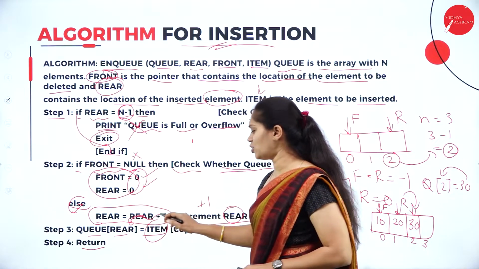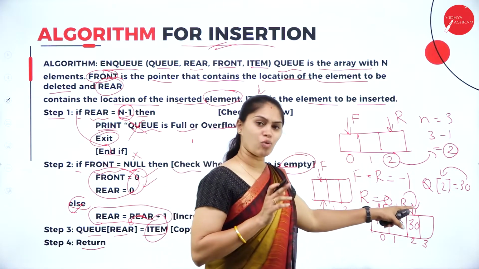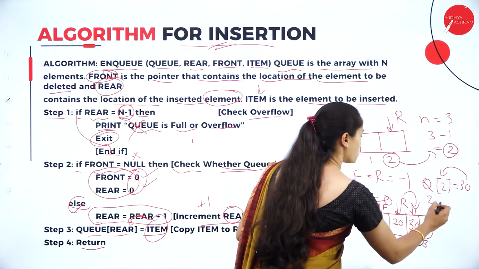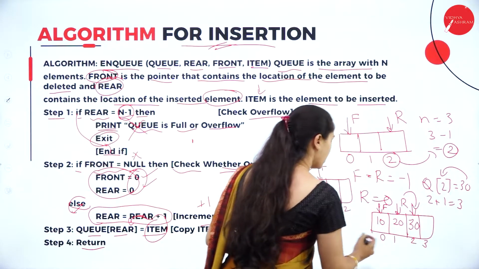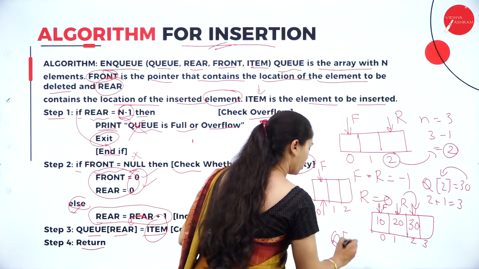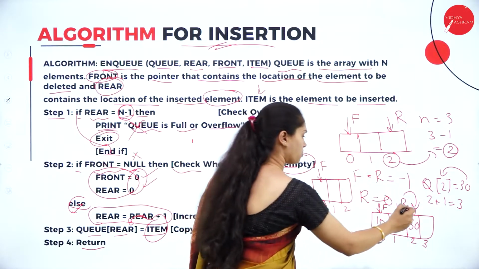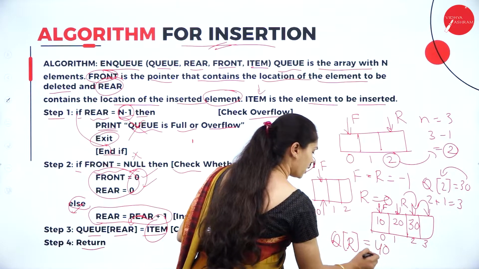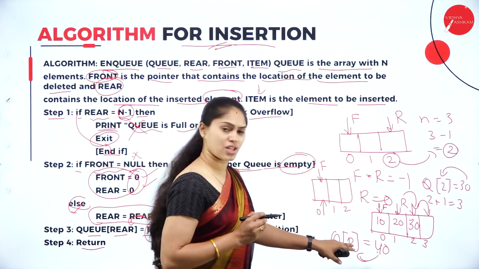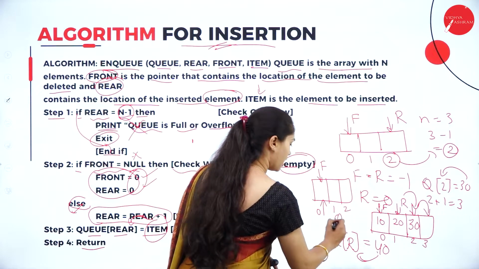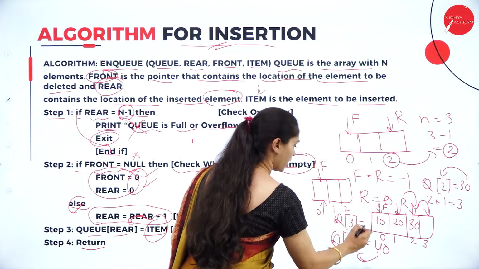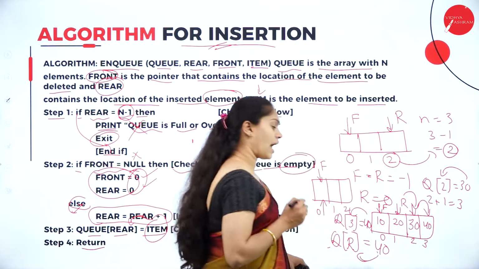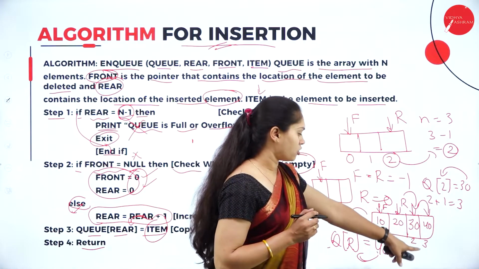So this condition becomes false, and again the else part is going to execute. In this, rear is equal to rear plus 1. Rear was in the second position and it will be incremented by 1, so 2 plus 1 becomes 3. That means the rear pointer will be incremented to the next position. It will be pointing here, and now I will assign the value 40 here, so 40 will be copied to location 3.